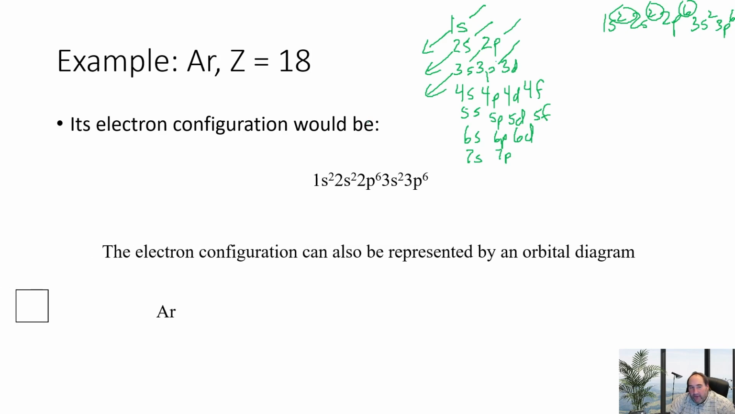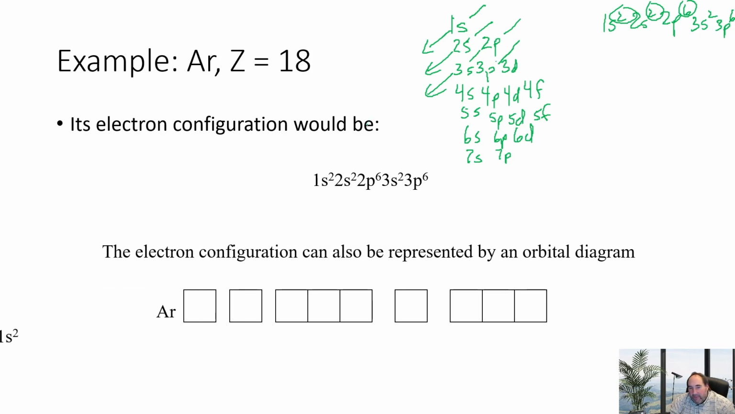If we were to do our orbital diagram, once again here, we would need a bunch of boxes or lines. I'm not going to draw this in terms of energy. I'm just going to go left to right here to conserve space on the screen. But they would feel like we've been doing. So one up, one down, one up, one down, one up, one down, one up. And now pairing it off.